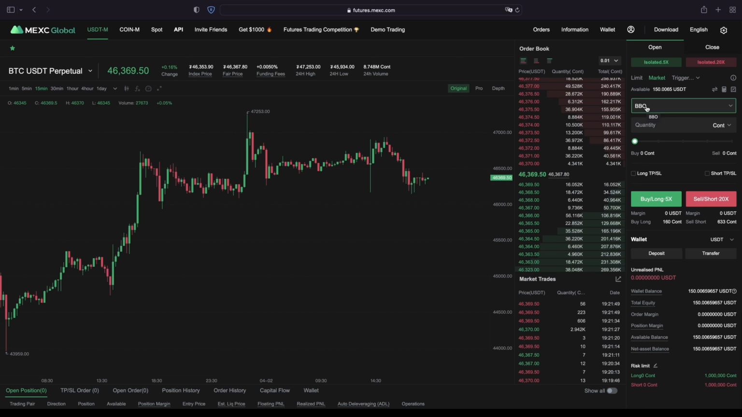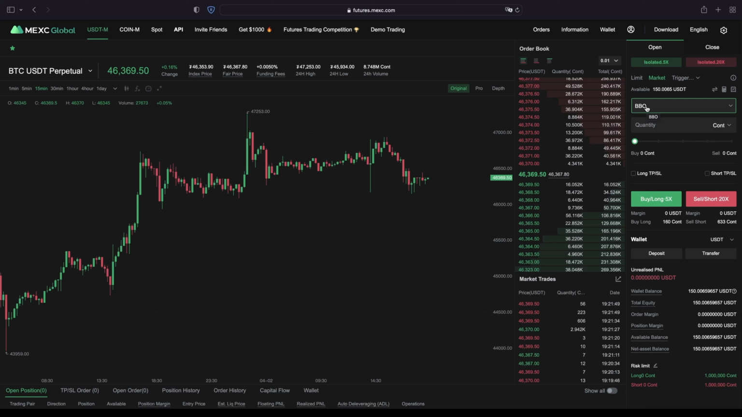Other than that, you will have your funding fees that you can see up here. These depend on whether you're going long or short. And also if, for example, a lot of people go short and you want to go long, it can be that you actually get some fees from the others.